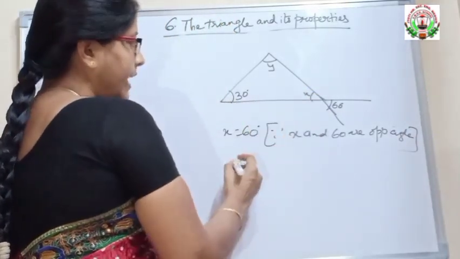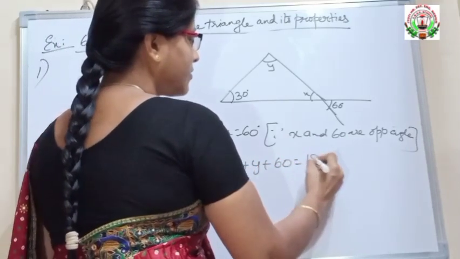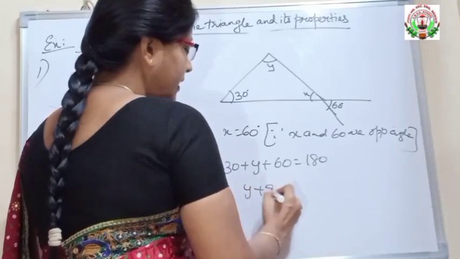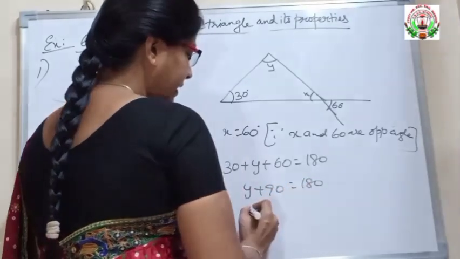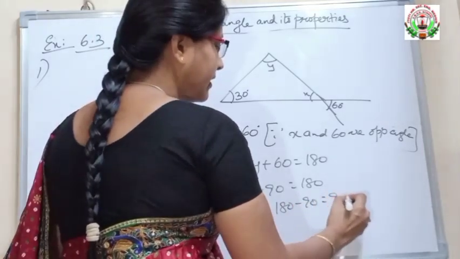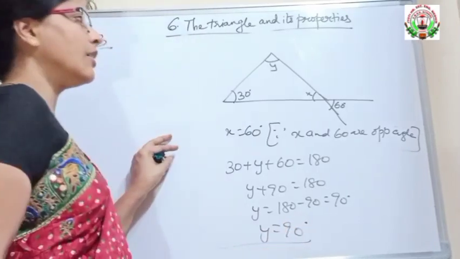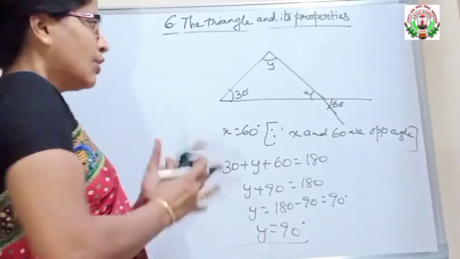So again, by using angle sum property, 30 plus y plus 60 is 180, y plus 90 is 180, y is equal to 180 minus 90, which is 90 degrees. Therefore, y is 90 degrees. This is your fourth one.